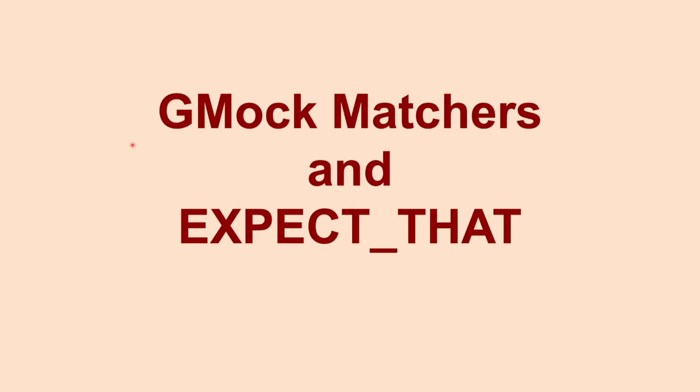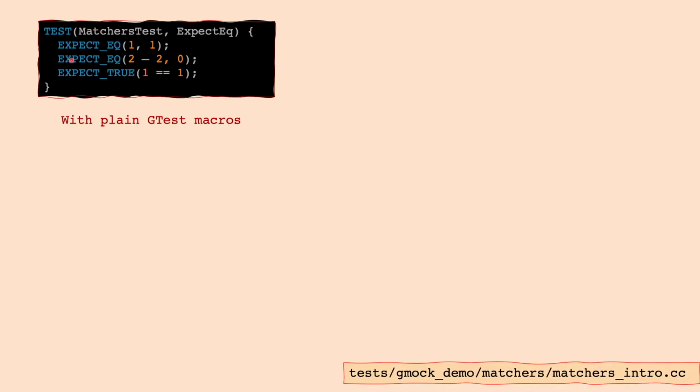All right, let's talk about what GMock matchers are and what is the usage of expect that macro. Remember from my previous video that in Google Test, in order to check the equivalence of two values, you use expect equivalence, or you can use expect true to compare two variables together and make sure they are equal.